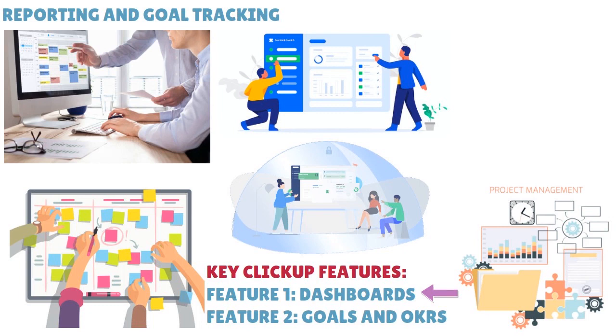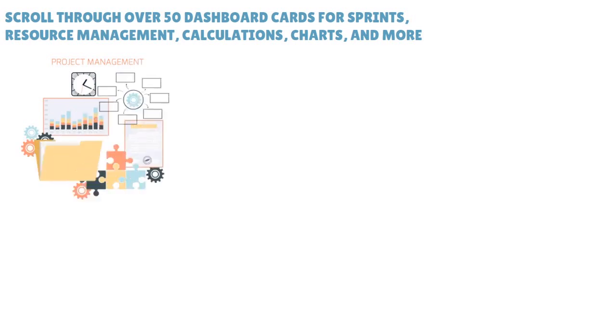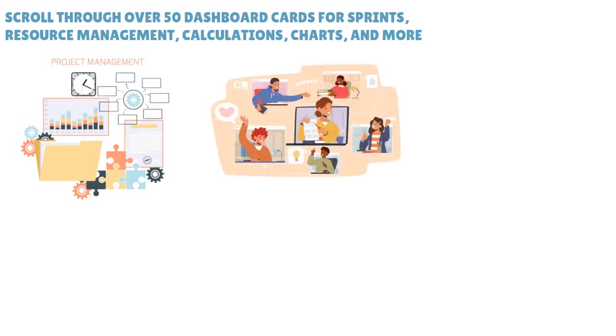You can choose from one of ClickUp's ready-to-use dashboards to instantly pull the most critical metrics for some of the top use cases or construct your own. You can scroll through over 50 dashboard cards for sprint, resource management, calculations, charts, and more, then stack them together like building blocks to configure the perfect resource for your project. And you can even embed live snapshots from other work tools and interact with them right from your dashboard. This is kind of cool.